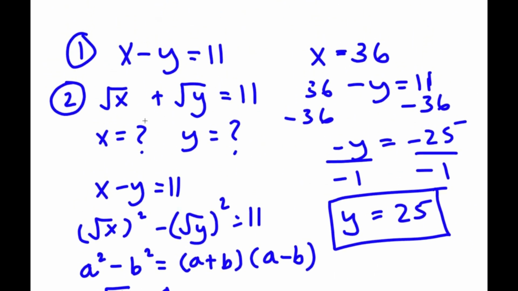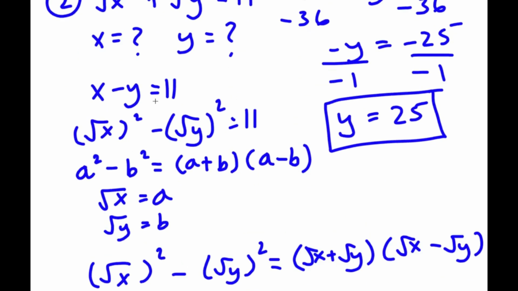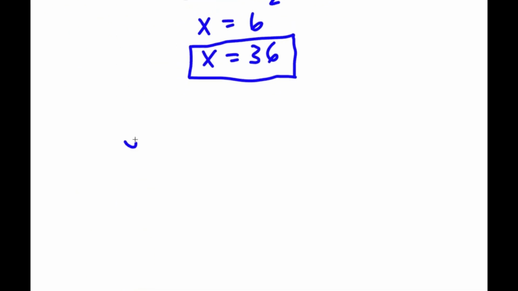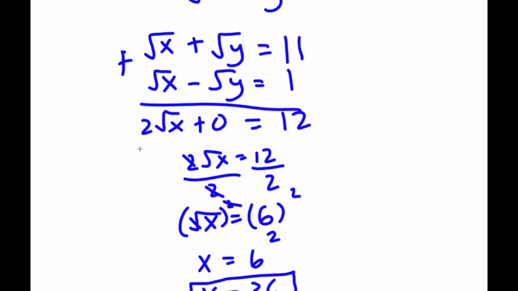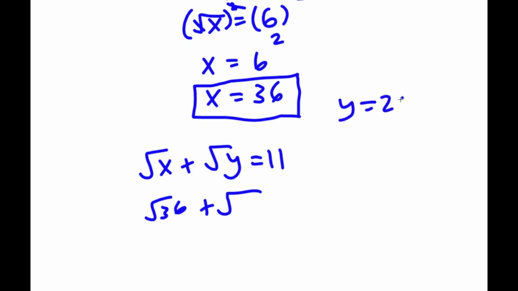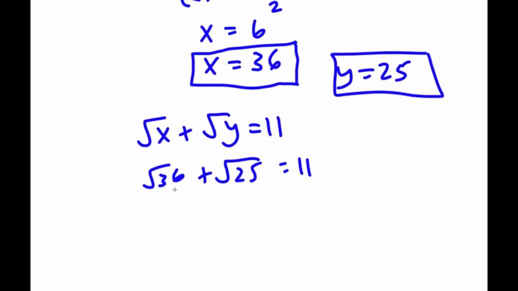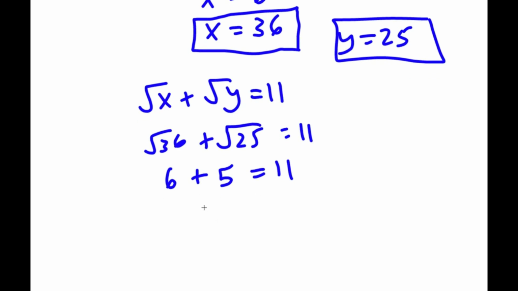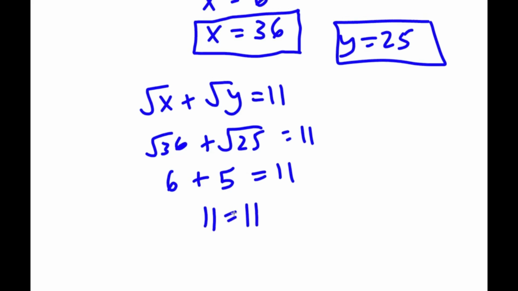So now we have to plug this into the second equation to check if it's right. Our second equation was the square root of x plus the square root of y is equal to 11. X is 36, so we have the square root of 36 plus the square root of y, which was 25, so plus the square root of 25, is equal to 11. Now the square root of 36 is 6, plus the square root of 25 is 5. So we have 6 plus 5 equals 11, and 6 plus 5 is indeed 11. So we have 11 is equal to 11.